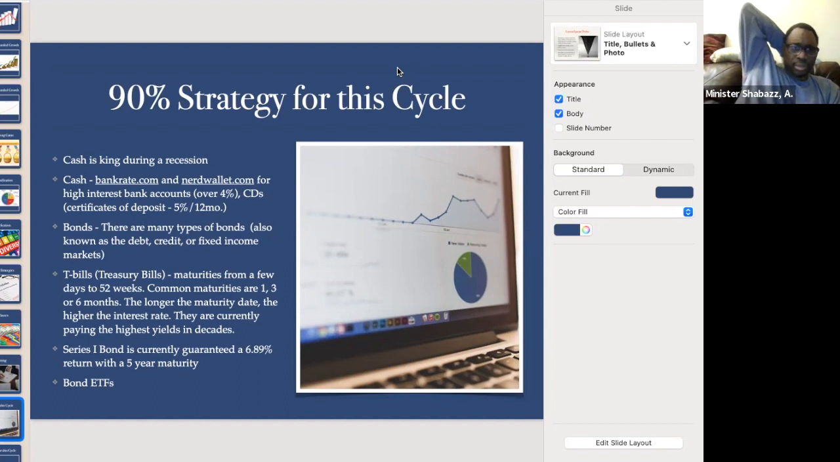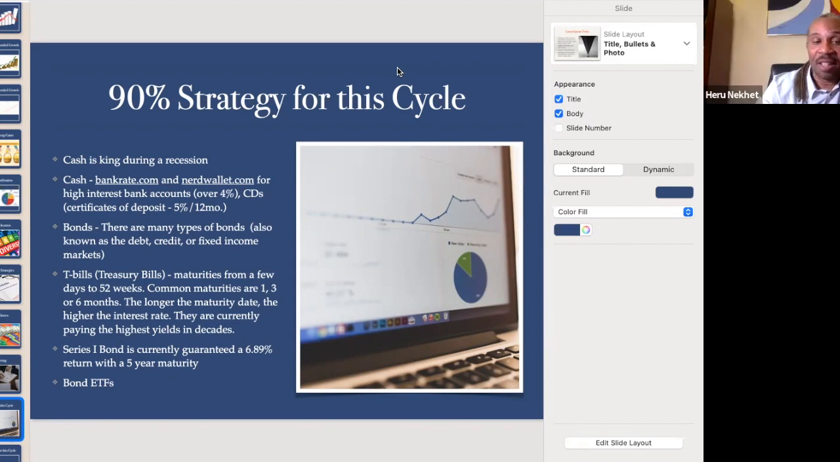So are there alternatives less than 5 years in maturity for a Series I bond? Yes. You can go with T-bills, right? Treasury bills. They're auctioned off, and some mature in days, some mature in weeks, months, years, 1 month, 3 months, 6 months. But the interest rate is dependent on the duration of the maturity. So the longer the maturity, the higher the rate is going to pay.